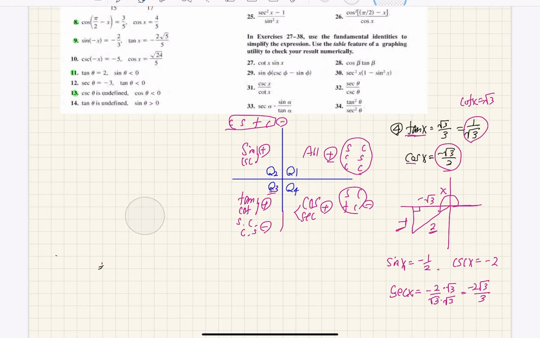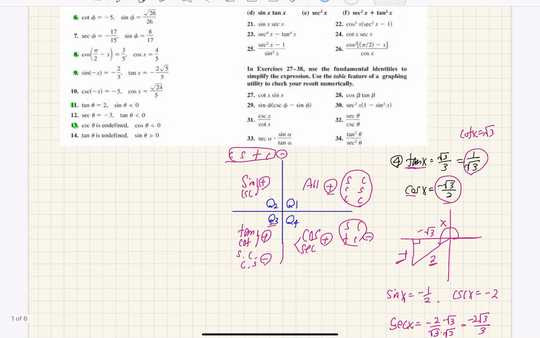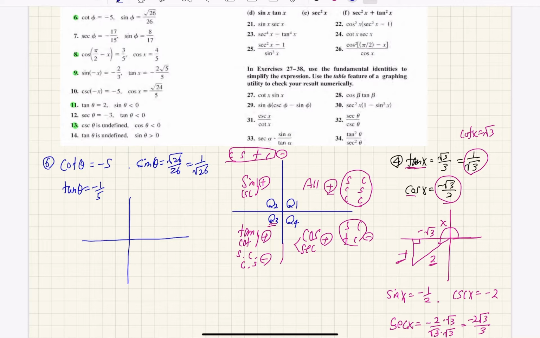Next question. Number 6. Cotangent theta is equal to -5, and sine theta is equal to square root of 26 over 26. I'm going to use the unrationalized number. Okay. If cotangent theta is -5, tangent theta should be -1 over 5. Yes. Which quadrant do we use? Tangent is negative, sine is positive, so theta should be in the second quadrant.